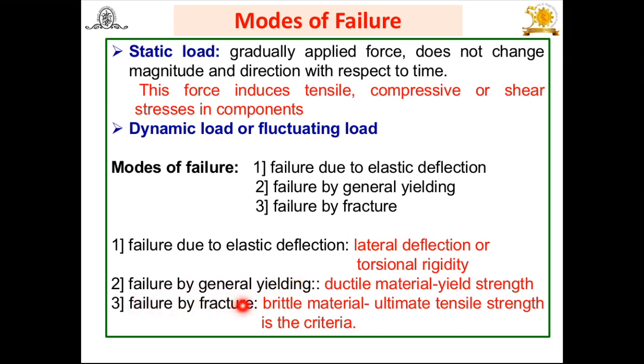Failure by fracture means brittle material failure. The ultimate tensile strength is the criterion for brittle material. We have seen in the stress-strain diagram there is no yield strength, only ultimate tensile strength. If the induced stress is greater than the ultimate tensile strength, the component is going to fail, and if it is less, we can say the component is safe. For brittle material, ultimate tensile strength is the criterion, and for ductile material, yield strength is the criterion. And for dynamic and fluctuating load, endurance limit is the criterion. We will see this in unit number 3 in detail.